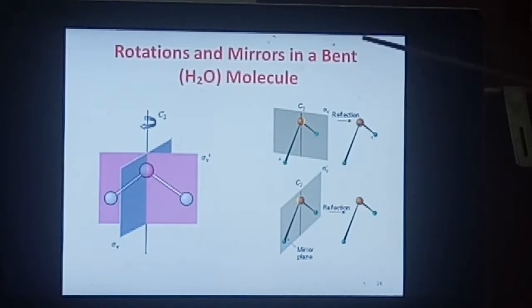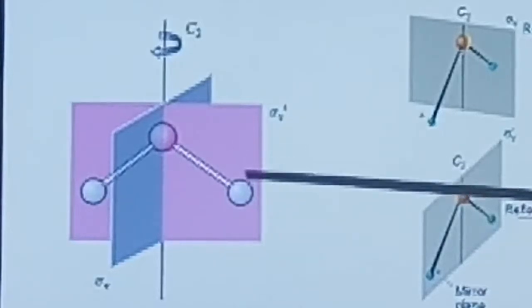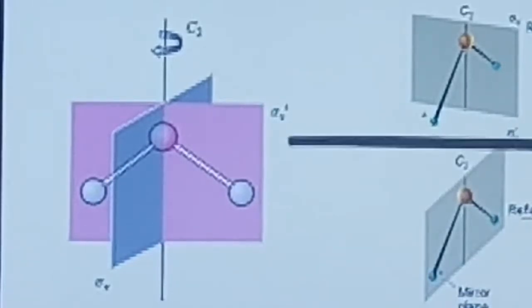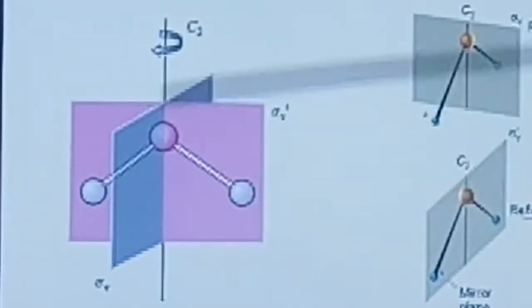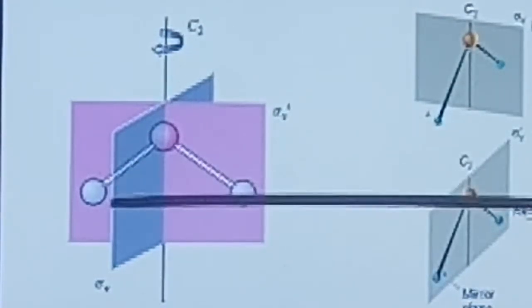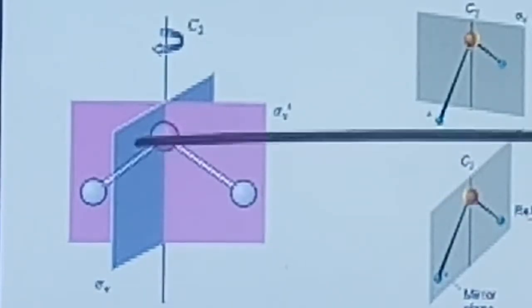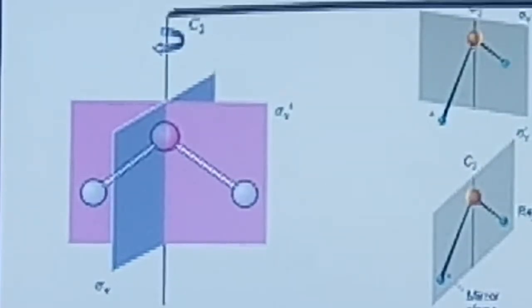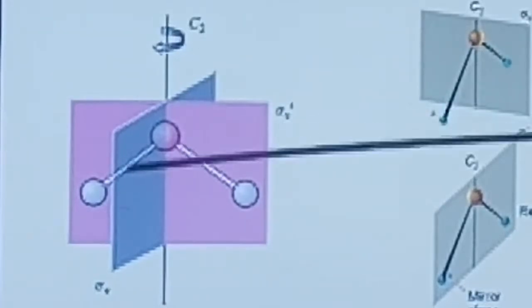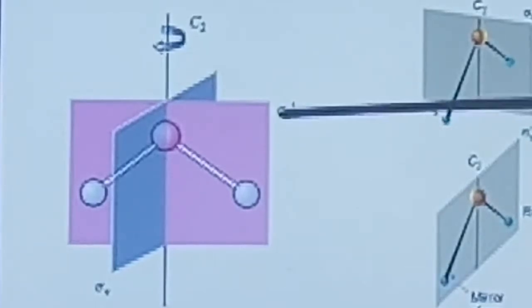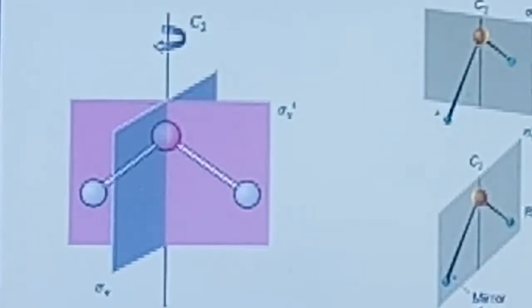Rotations and mirrors in a bent water molecule. This is the water molecule, this is oxygen, and these are the two hydrogen atoms. There are two sigma v planes in this water molecule. This is the C2 axis. One plane passes through this C2 axis and between the two hydrogen atoms, and the second plane passes through this C2 axis and all three atoms, oxygen and both hydrogens, and is denoted sigma v dash.